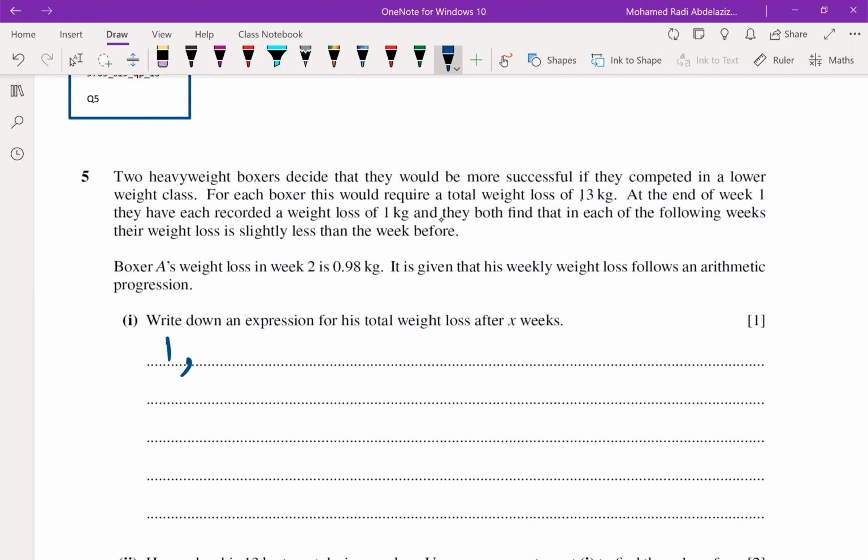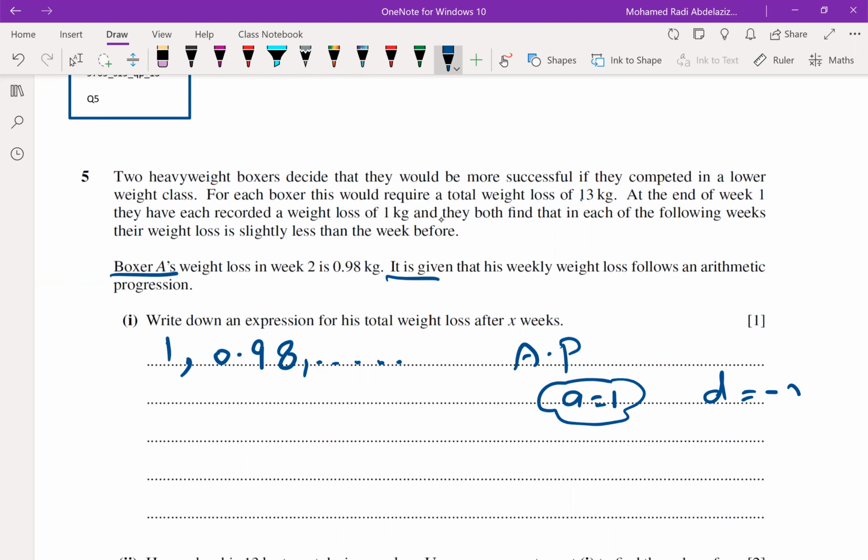For the first one, A, the loss in week 2 is 0.98. So what about the third week? Is it arithmetic or is it geometric? It's given that his weekly weight loss follows an arithmetic progression. So find a and d. A, the first term, is 1. D, the common difference, when we subtract, will be negative 0.02.